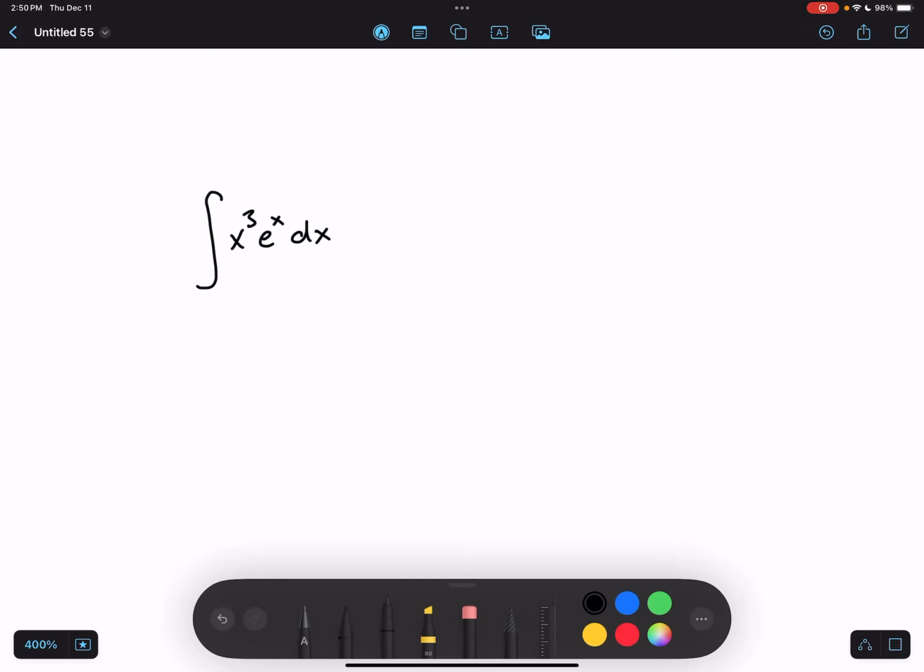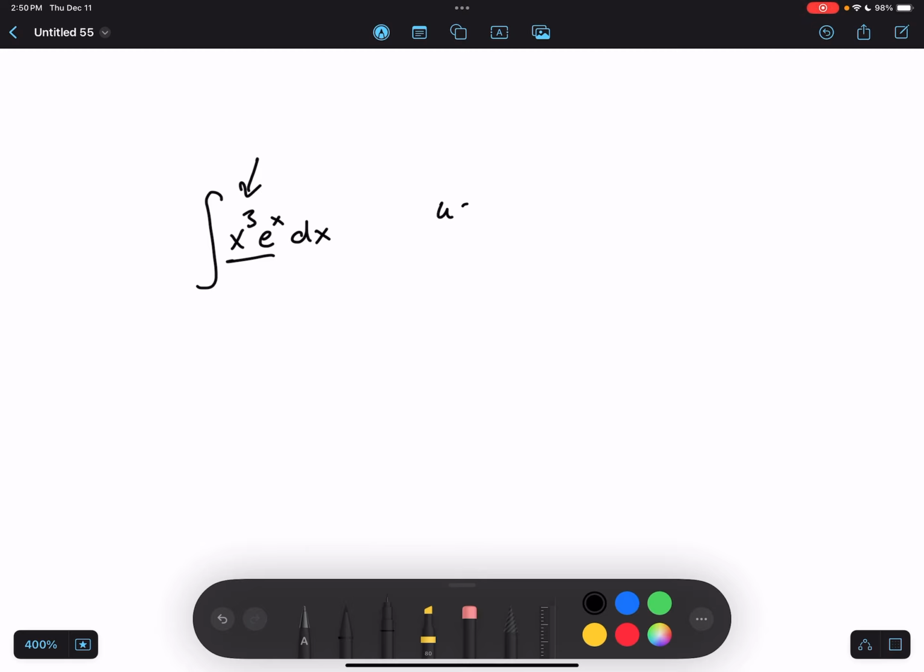Here we've got the integral of x³ e to the x dx, and because we're dealing with a product here, it looks to be an integration by parts problem. If I were to guess, this x³ indicates that we're likely to deal with a repeated integration by parts problem.